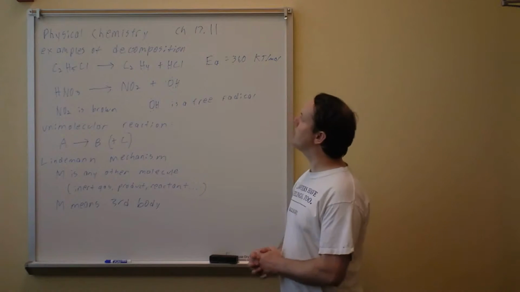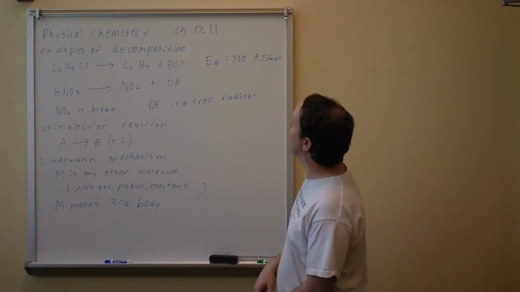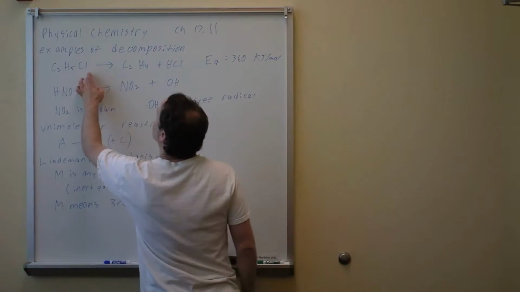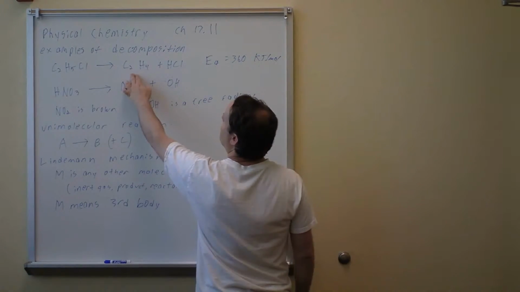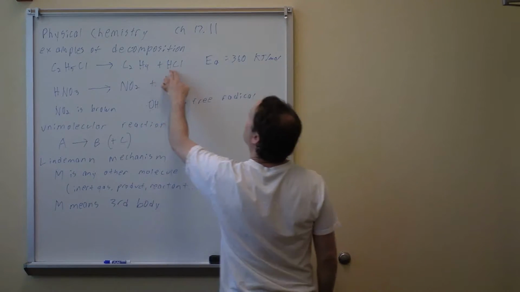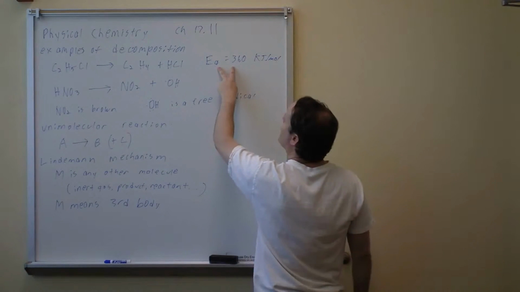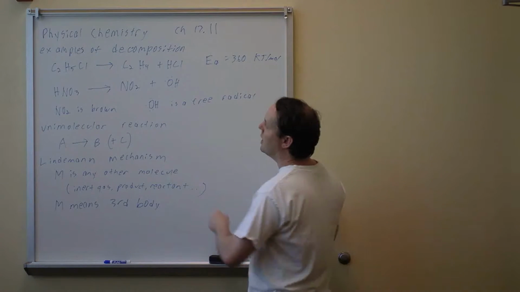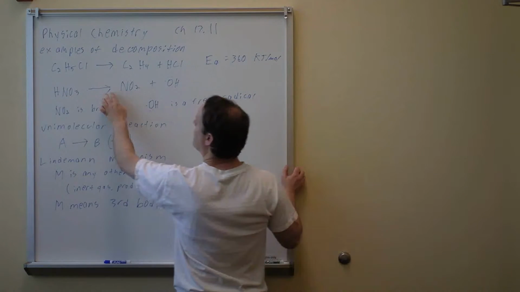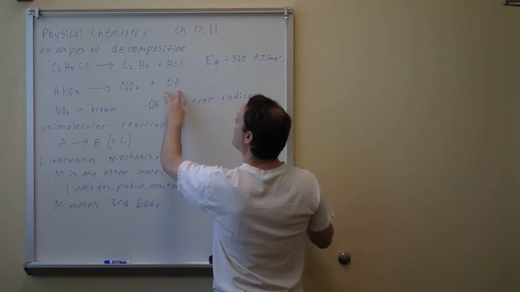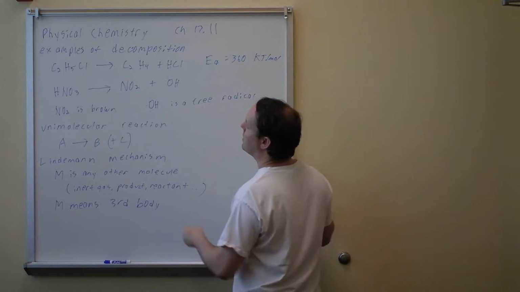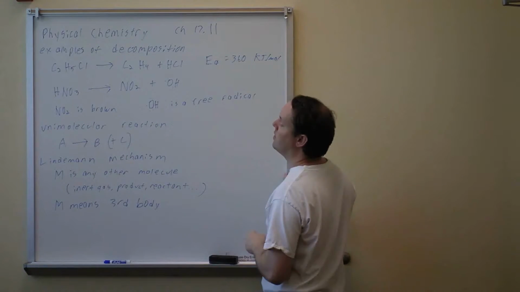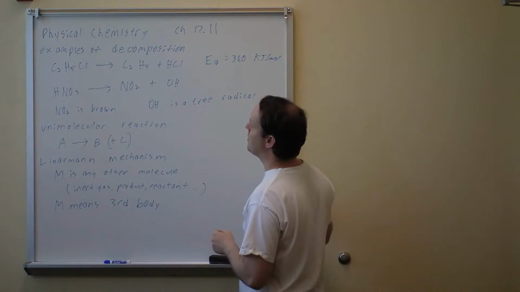Okay, continuing in physical chemistry, chapter 17, section 11. So here are a couple examples of decomposition. Let's say we have C2H5Cl. It can turn into C2H4 plus HCl. The energy of activation for that reaction would be 360 kilojoules per mole. Now another example would be HNO3 going to NO2 and then OH, a free radical. So NO2 is brown and OH is a free radical. That's not OH negative ion, remember.